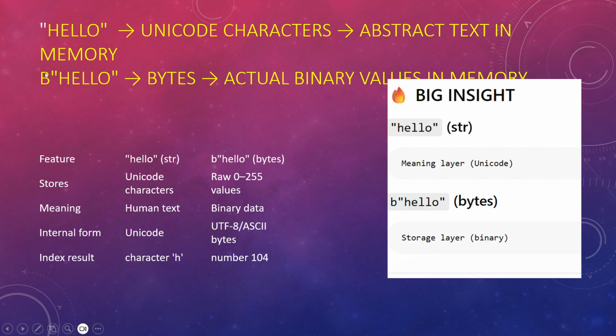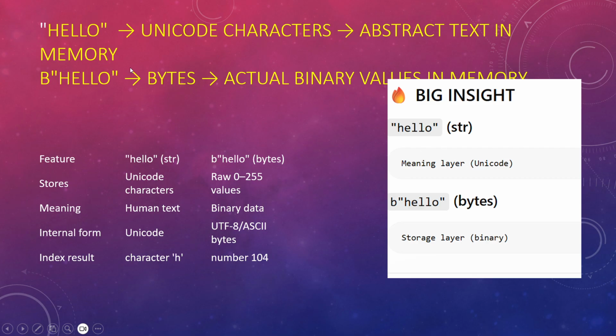We have already seen how we create a string object. We just assign the variable with inverted commas and hello. But if I want that data type as bytes, what do I write? A small b, then inverted commas and hello. Python understands this as the bytes data type. So it creates a bytes data type, which is the actual binary value in the memory. Here this is the storage layer and this is the meaning layer.